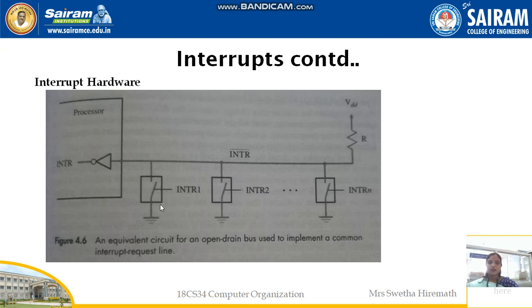So here these are the different IO devices that will be connected, and from each and every IO device there will be one interrupt line. So this is INTR1, INTR2 till INTRN, from IO device 1 to IO device N. All of these will be connected to a single INTR, and we'll be taking the complement of this in order to set the value for this interrupt request line.